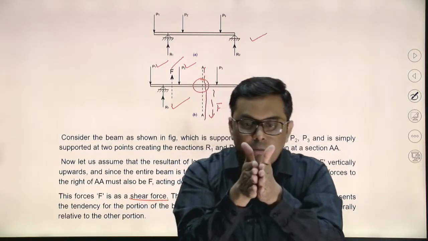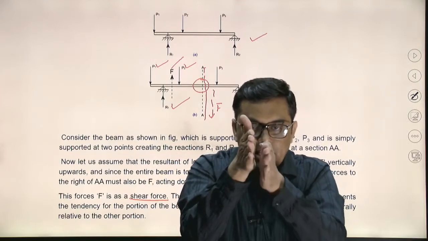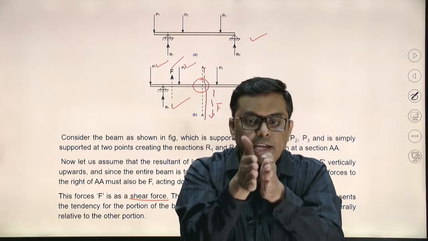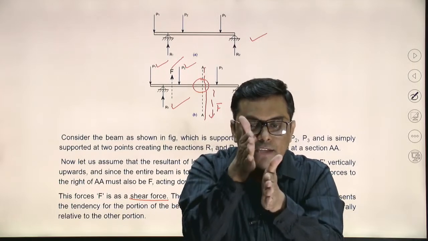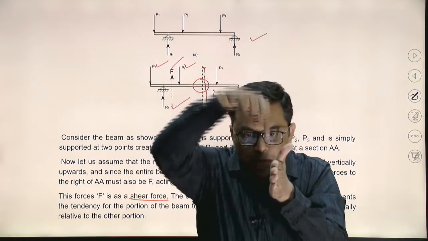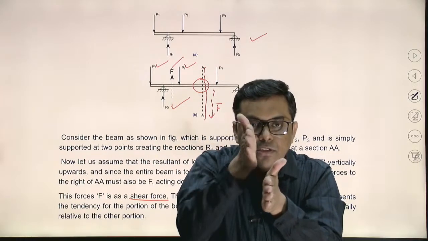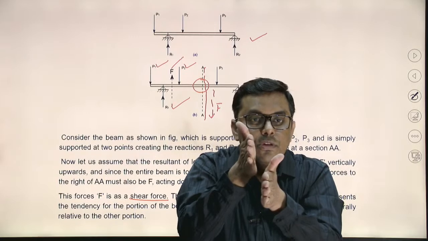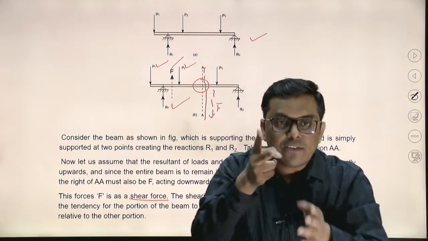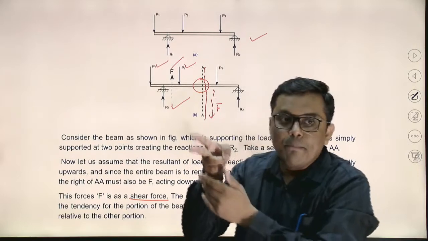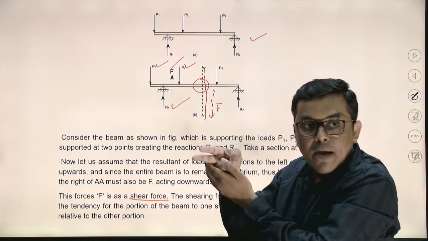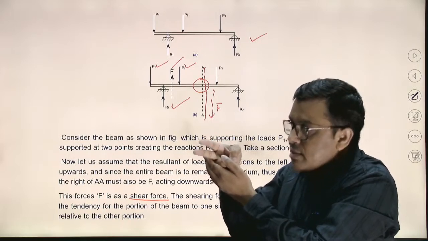What will happen? One is trying to move the beam upward, another one is trying to move the beam downward. This will create the shearing action. And the force is parallel to the transverse plane. So this is what the shearing force is. Just like a scissor. If I take the example of a scissor, one arm is going down, another one is coming up. So this is the shearing action.